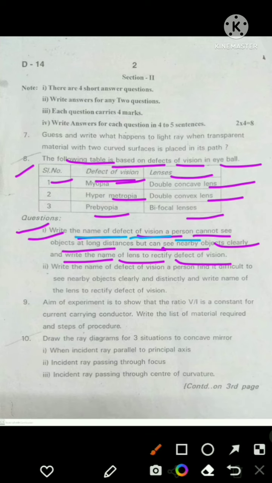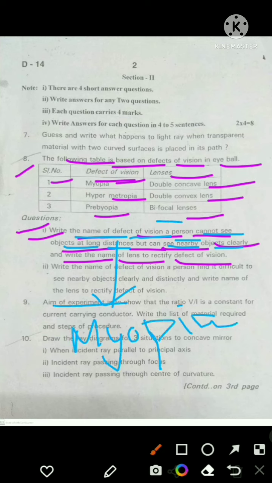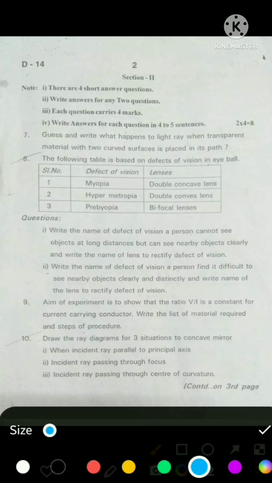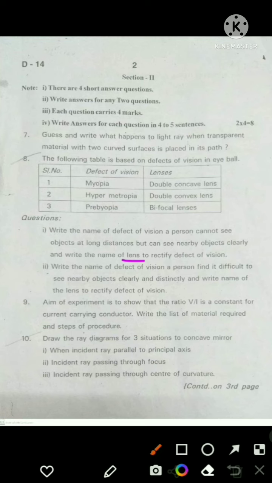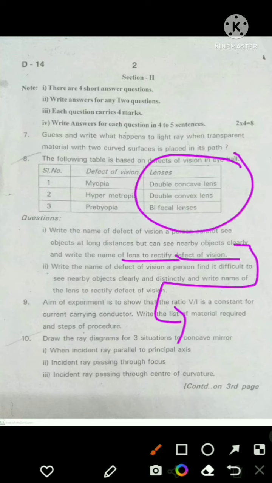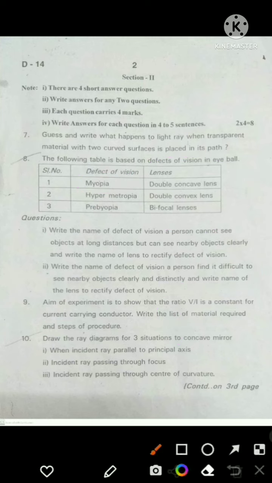So here, the name of the defect of vision of a person who cannot see long distances clearly, and short distances he can see clearly, is called myopia. And it is also asking what is the rectification for this defect of vision. Rectification means how can we solve that problem. So myopia, as we can see in the table, can be solved with the help of a double concave lens. So you should write the rectification for this is double concave lens.